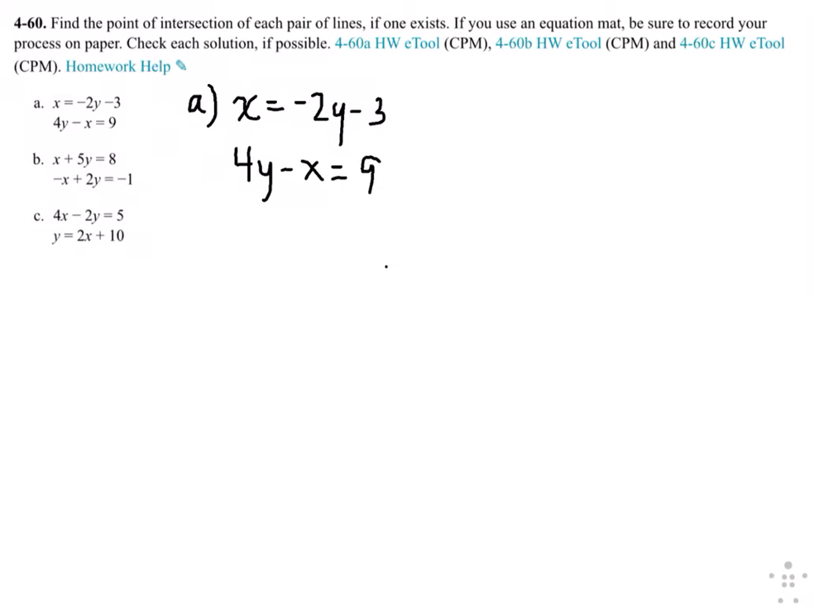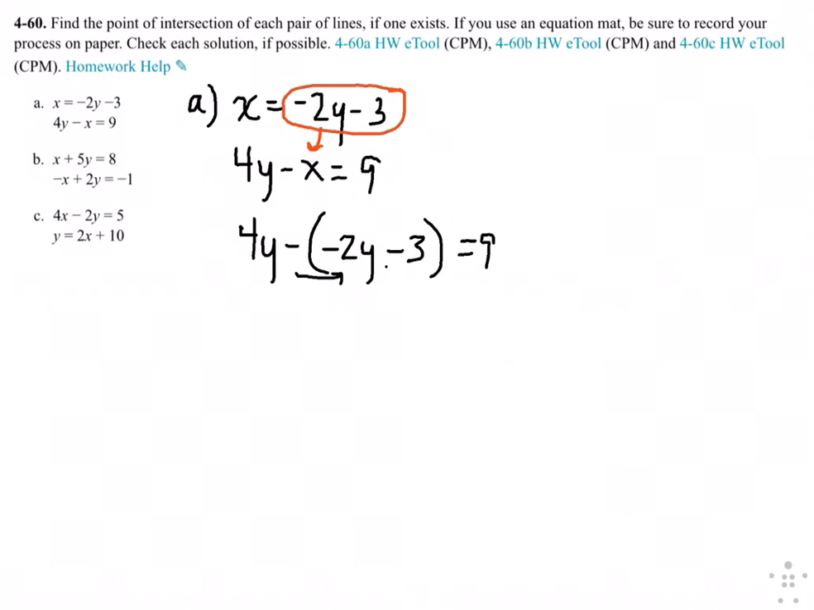We could do this two ways. We could solve the bottom one for x and use the equal value method, or we could just substitute in, and I'm leaning towards substituting in. So we would take this and substitute it in right here for x, right? That's what substitution means. So the bottom equation would be 4y minus x, but instead of x we write negative 2y minus 3, and then equals 9.